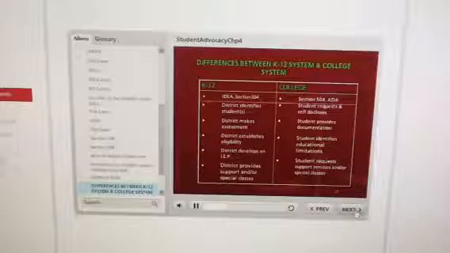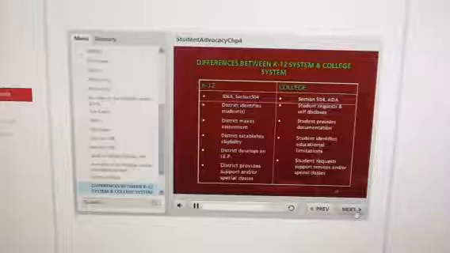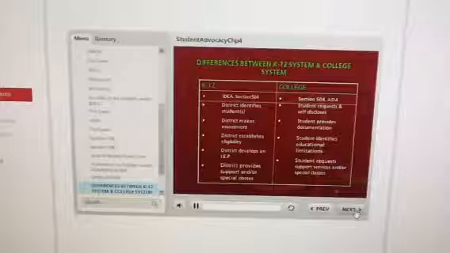K-12, district identifies students. College, student requests and self-discloses. K-12, district makes assessment. College, student provides documentation. K-12, district establishes eligibility. College, student identifies educational limitations. K-12, district develops an IEP. College, student requests support services and/or special classes. In K-12, the district provides supports and special classes.